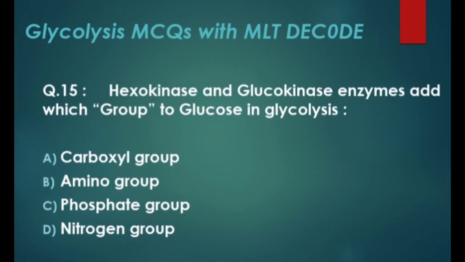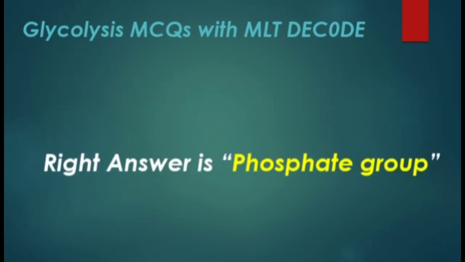Next: hexokinase and glucokinase enzymes add which group to glucose in glycolysis? Carboxyl group, amino group, phosphate group, or nitrogen group? The right answer is phosphate group.